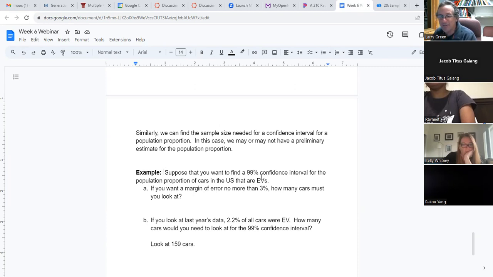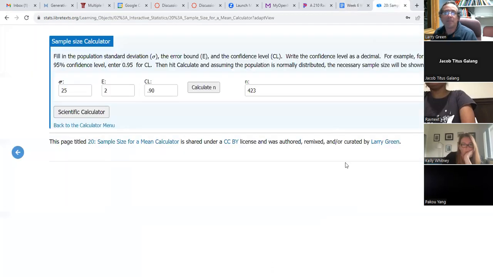All right. Now let's suppose that you want to find a 99% confidence interval for the population proportion of cars in the United States that are electric EVs, electric vehicles. Okay. Let's suppose you want a margin of error of no more than 3%. How many cars must you look at? And by the way, notice in part A, you have no idea what percent are EV. Okay. So if you have no idea, then that's going to be important.